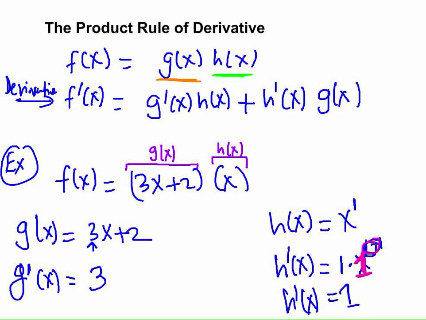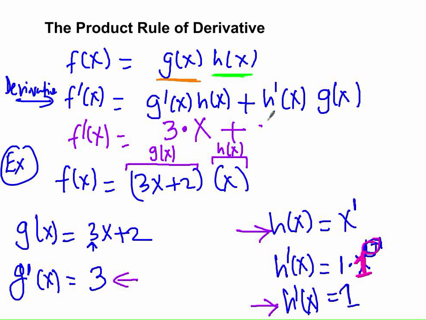Now we go up here and find the derivative of f of x. We need g prime of x, and g prime of x is this, which is positive 3, times h of x. h of x is this, which is x, plus h prime of x. This is h prime of x, which is 1, times g of x. g of x is this, 3x plus 2.